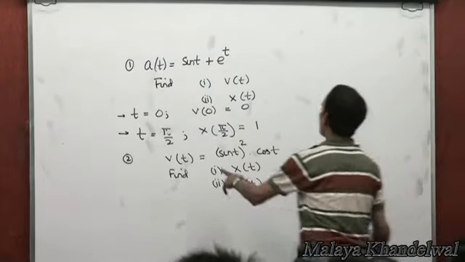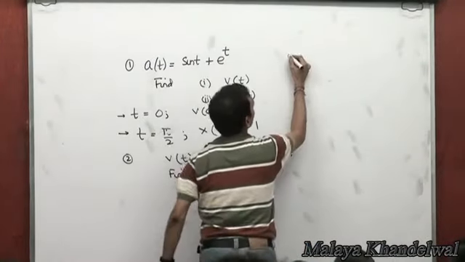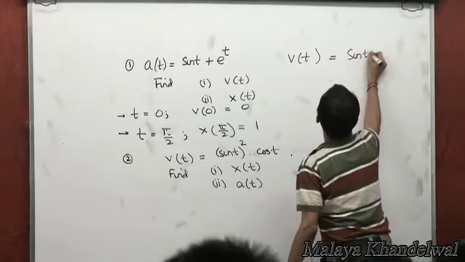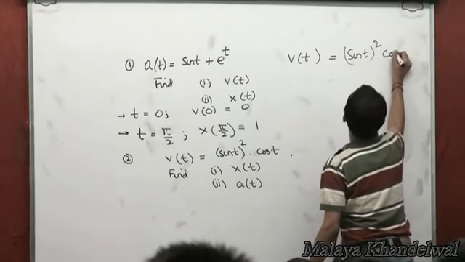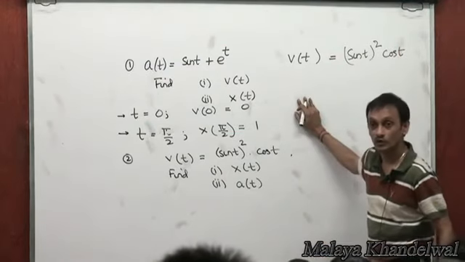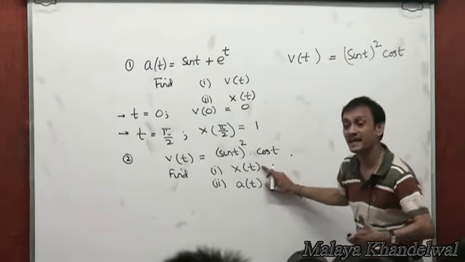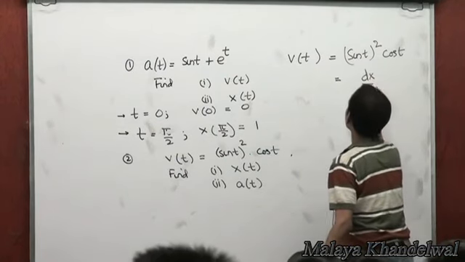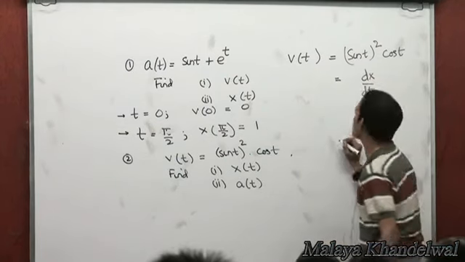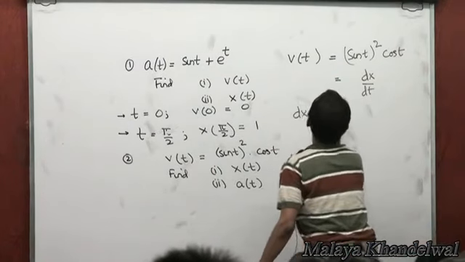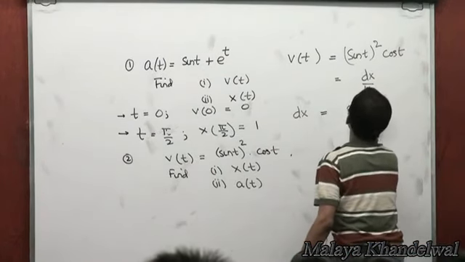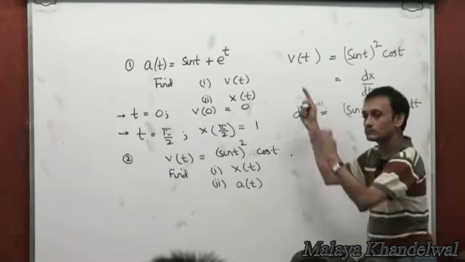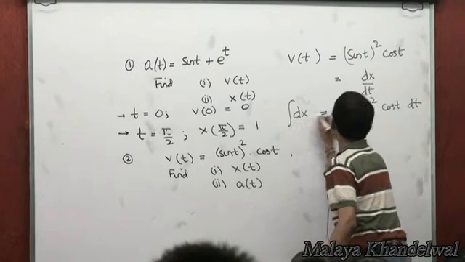Now for the second problem, v of t is sin t whole square into cos t, right? We want x as a function of time. So v I can write as dx dt. Dx then could be written as sin t whole square into cos t dt. Carry out the integral.